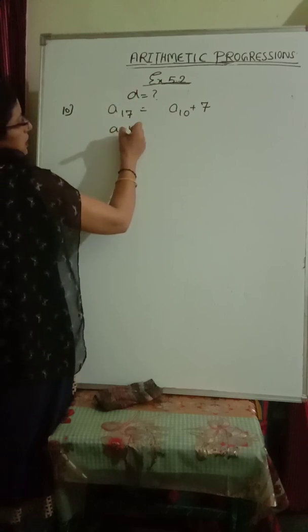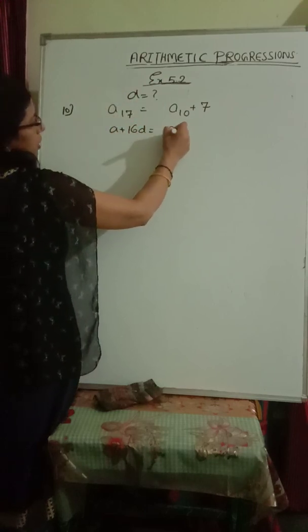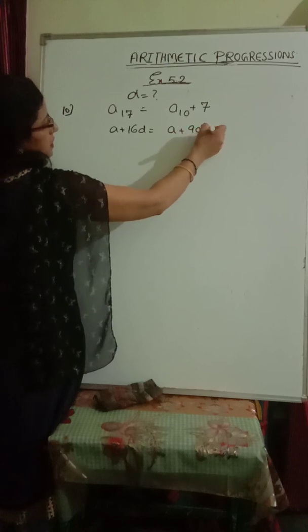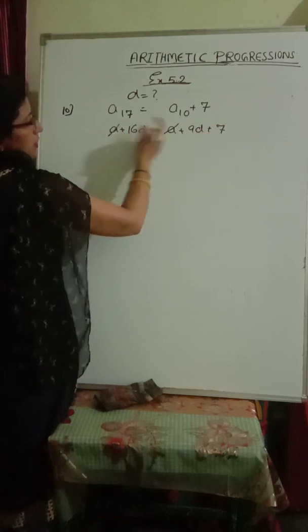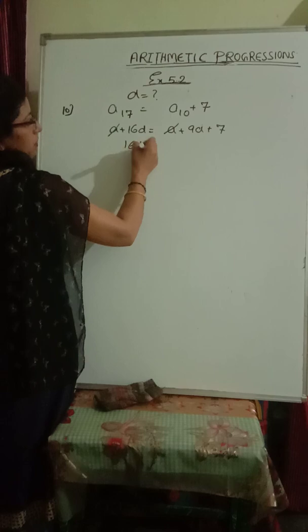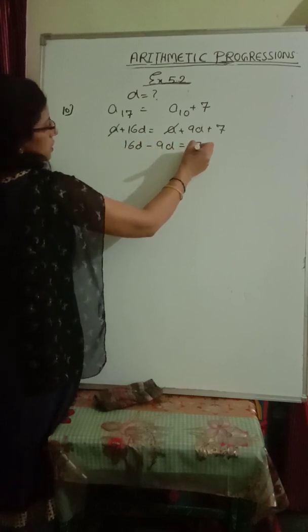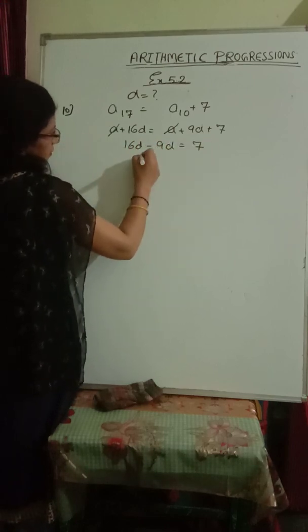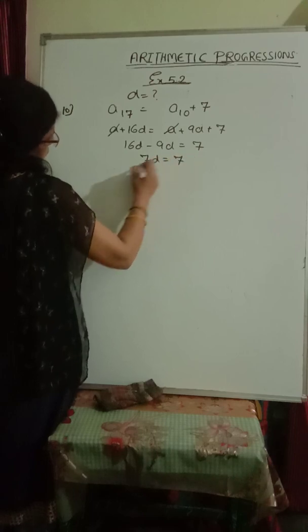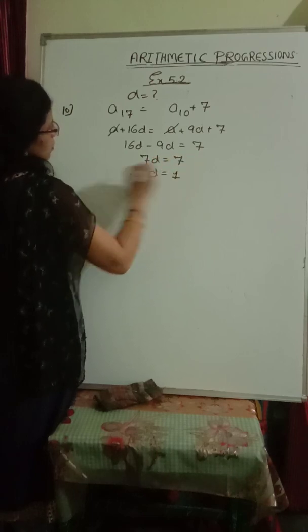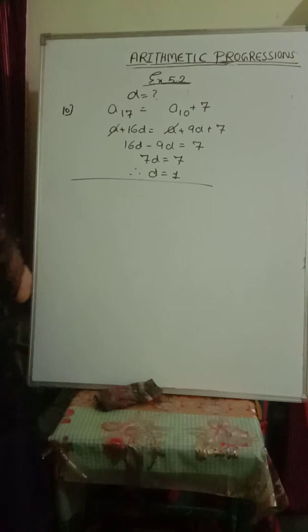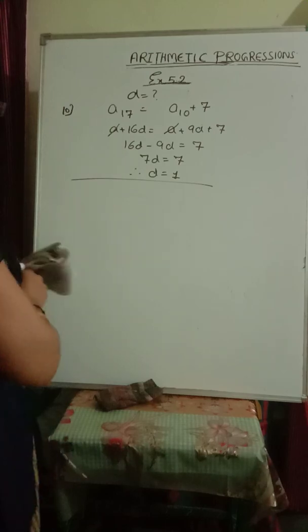A plus 16d is the 17th term, and what is the 10th term plus 7? A plus 9d plus 7. A and A cancel, bring this over here. 16d minus 9d is equal to 7. So 16 minus 9 is 7, 7d is equal to 7. So therefore d is equal to 1. So what is our common difference? 1. So I hope you are understanding this.